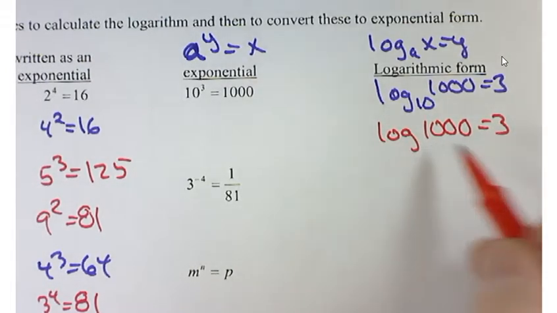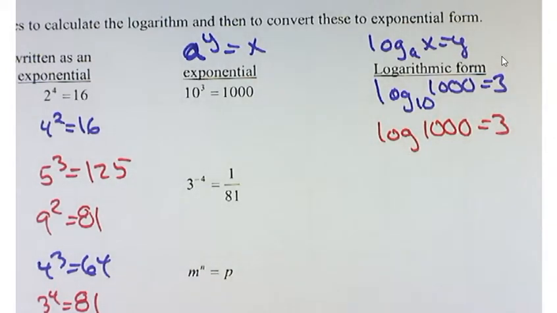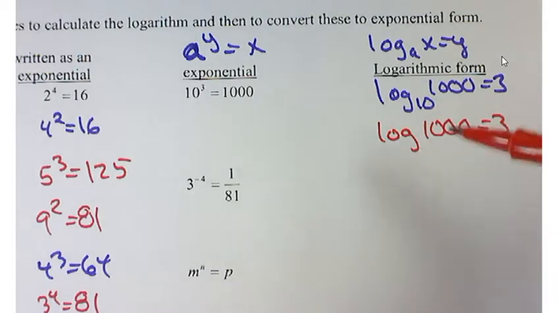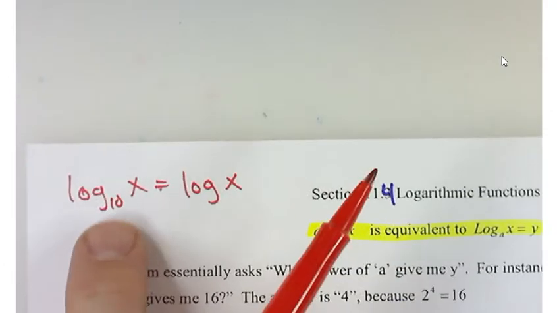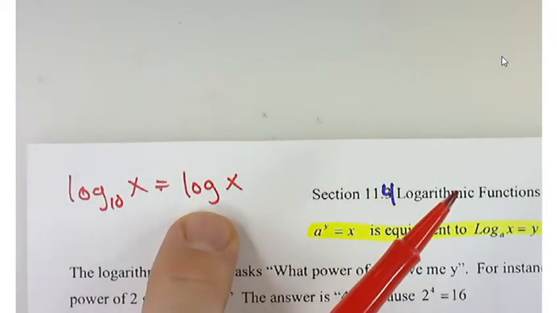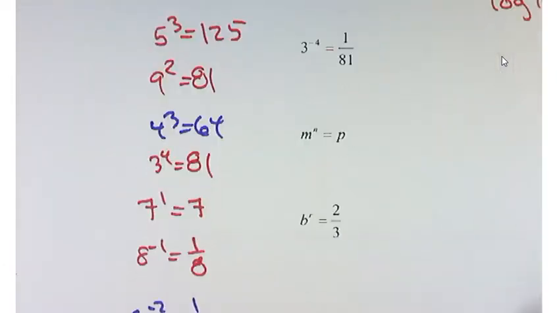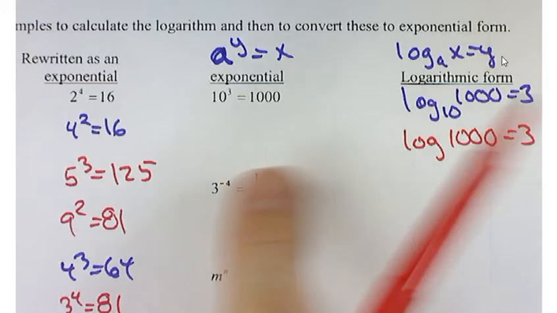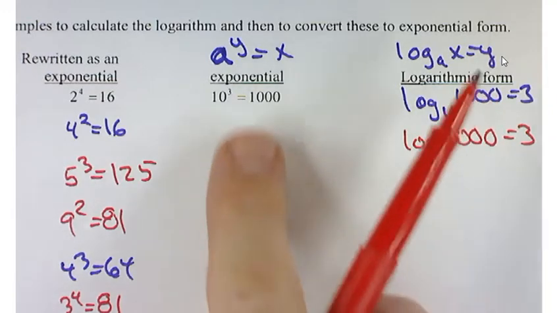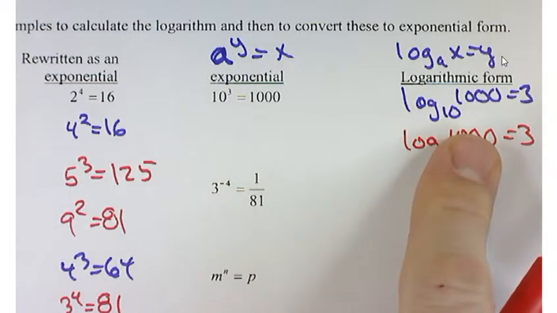What if somebody gave me just log of 1,000 is equal to 3? Should I mark them wrong? No, because it's understood that this is base 10. So you're okay with that one. Remember our notation earlier. Log base 10 of x is the same thing as log of x. You don't have to write the 10 there. It's understood to be there. It's a little more challenging going this direction. So are we okay with the first example?